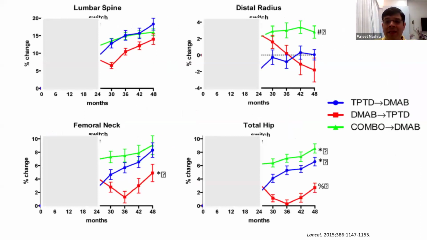Another important point that I want to tell is that patients who have been on denosumab for a long time should not be switched from denosumab to teriparatide, because here you can see in the red line at the femoral neck and the hip, there is a decrease in BMD, and this may predispose the patients to an increased risk of fractures at the hip.